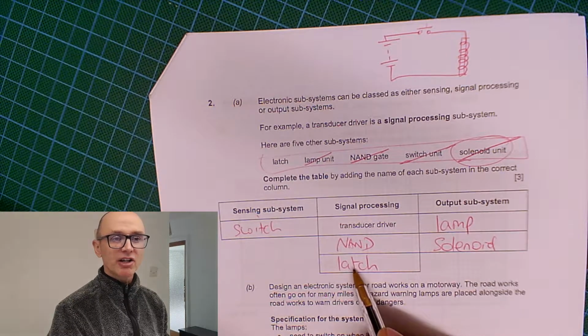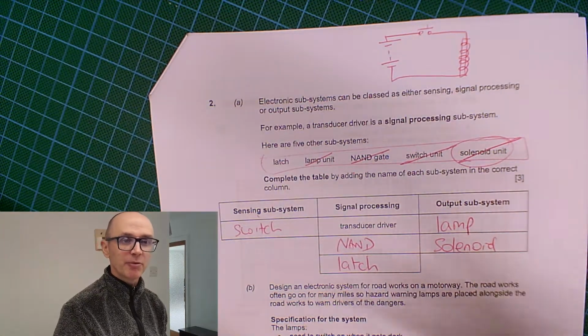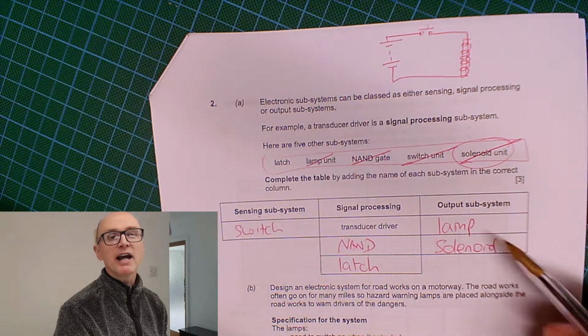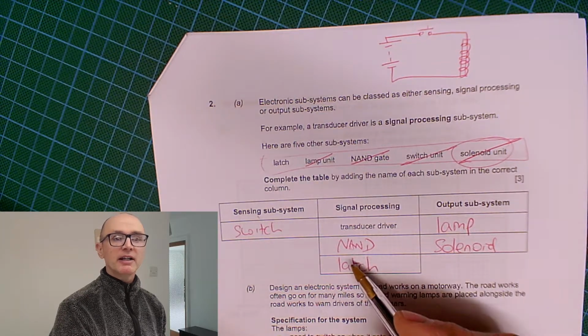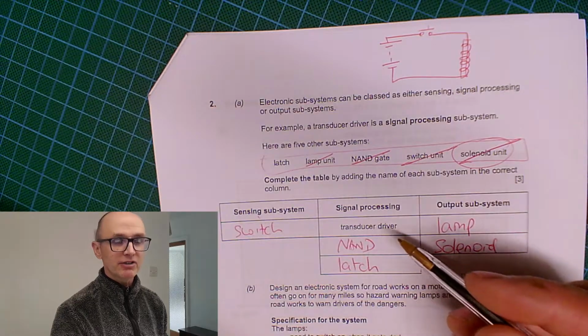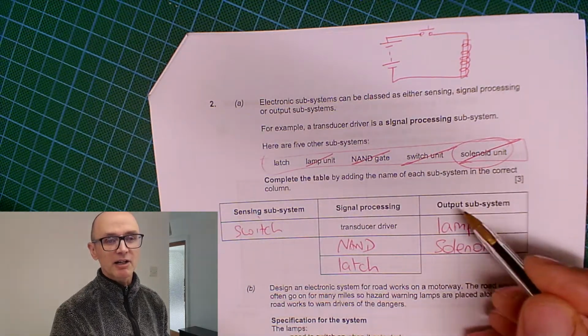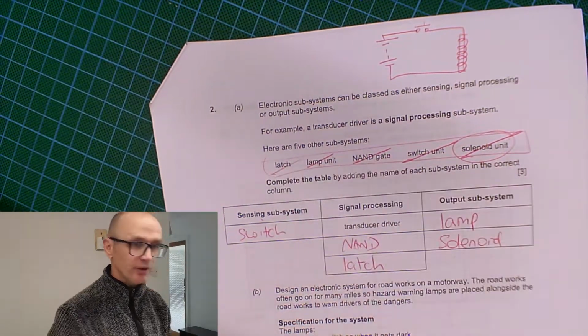The latch in itself, if a latch is latched on, you won't actually see anything from the latch itself. It's not like it has an output that you'll be able to visualize, like a light bulb coming on. That's likely signal processing, likely to connect to, say, an output transducer, which is then going to connect to an output system like a lamp. Right, okay, so we've done all those.